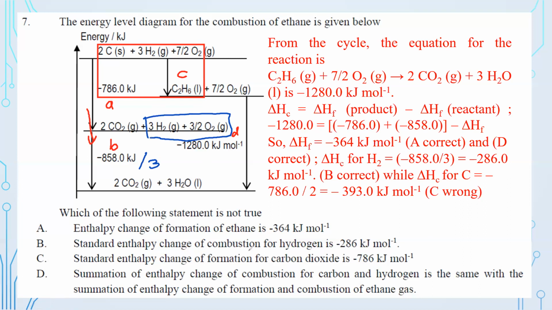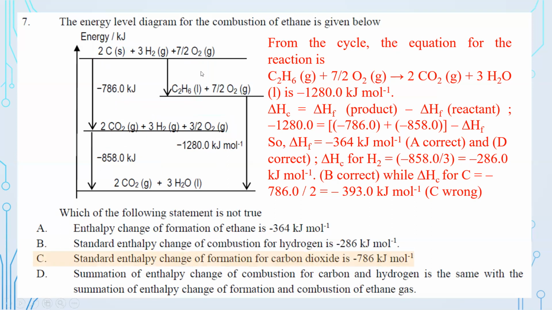And then C, standard enthalpy change of formation for carbon dioxide is negative 786. So this one, 786, is 2C plus 2O2 giving 2CO2. So in here you must divide by 2. Okay, so it's negative 393. So C is wrong. And then D, the summation of enthalpy change of combustion of carbon and hydrogen is the same as the enthalpy change of formation and combustion. In other words, A plus B equals C plus D. So statement D is also correct. So the best answer in here, because we are looking for the statement that is not true, is C.